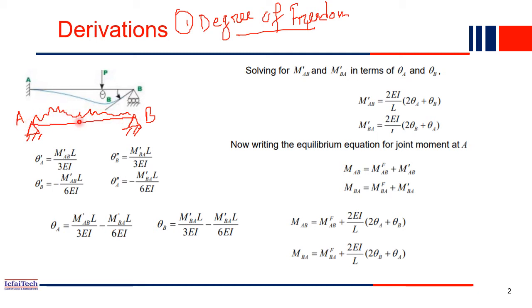Once the load is applied, the beam undergoes deflection. So the deflected shape of the beam may be in this format. This may be the deflected shape of the beam. Now this may be theta A, the angle made with the tangent, theta A. Similarly, this may be theta B.